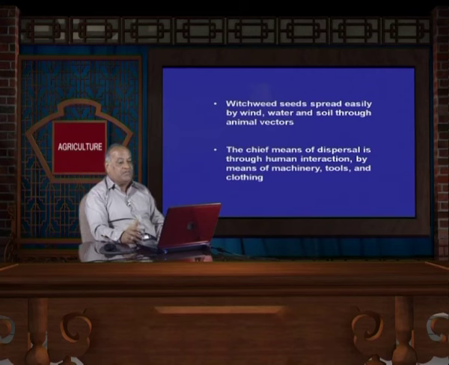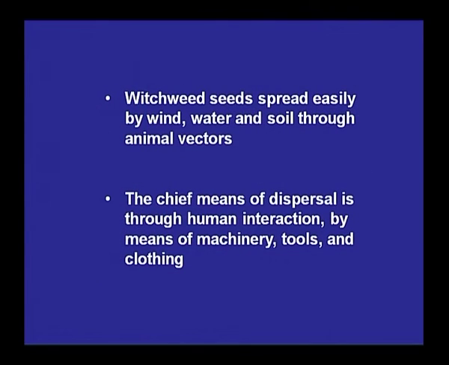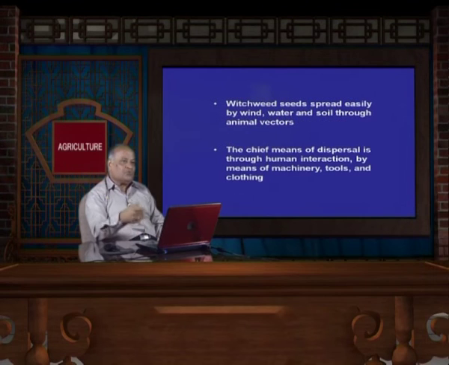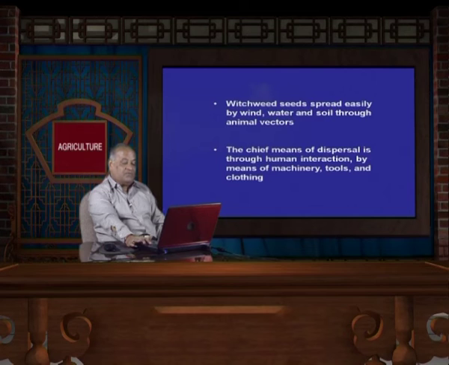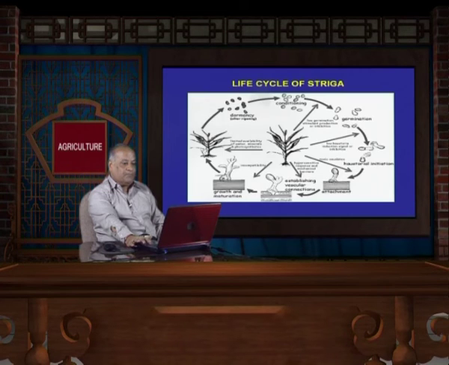Witchweed seeds spread easily by wind, water and soil through animal vectors. The chief means of dispersal is through human interaction by means of machinery, tools and clothing. Whatever machinery like tractors or spades or so many things farmers are using, the seeds are attached with those tools and they go from one plant to another plant and start infecting or rather infesting the other crops.